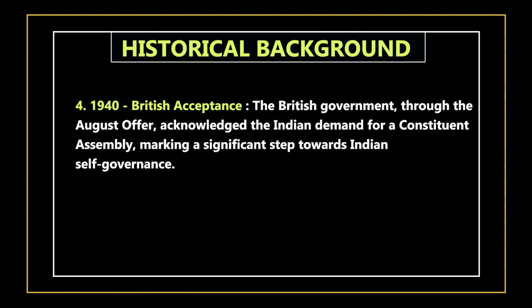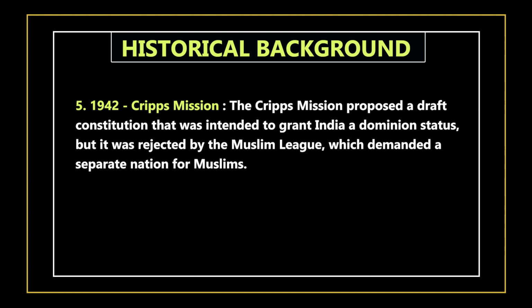Next is in year 1940, the British acceptance. The British government through the August Offer acknowledged the Indian demand for a Constituent Assembly, marking a significant step towards Indian self-governance. Next is in 1942, the Cripps Mission. The Cripps Mission proposed a draft constitution that was intended to grant India a dominion status, but it was rejected by the Muslim League, which demanded a separate nation for Muslims.